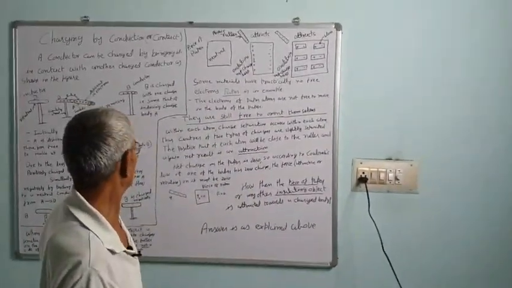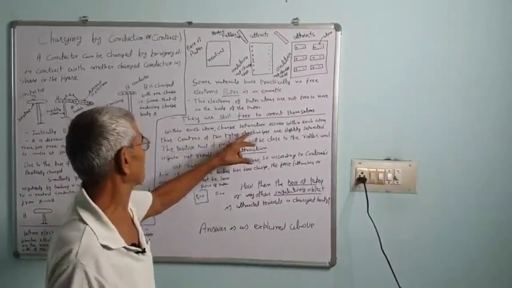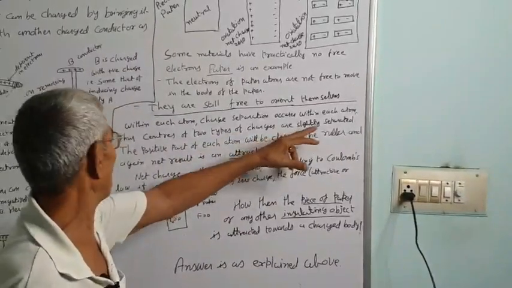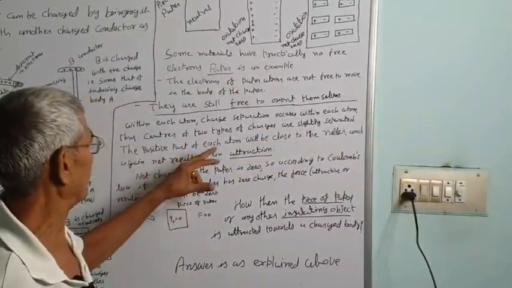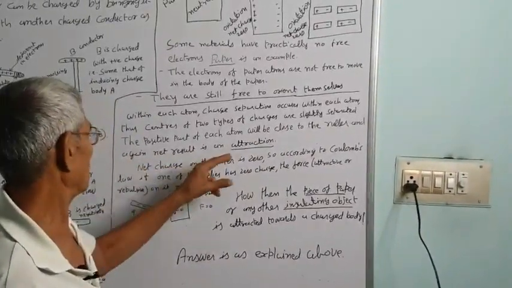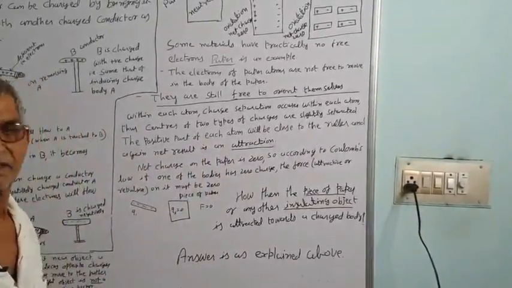Correct? What is the reason? Within each atom, charge separation occurs. The centers of the two types of charges are slightly separated. The positive part of each atom will be close to the ruler, and again the result is an attraction. That is the reason.